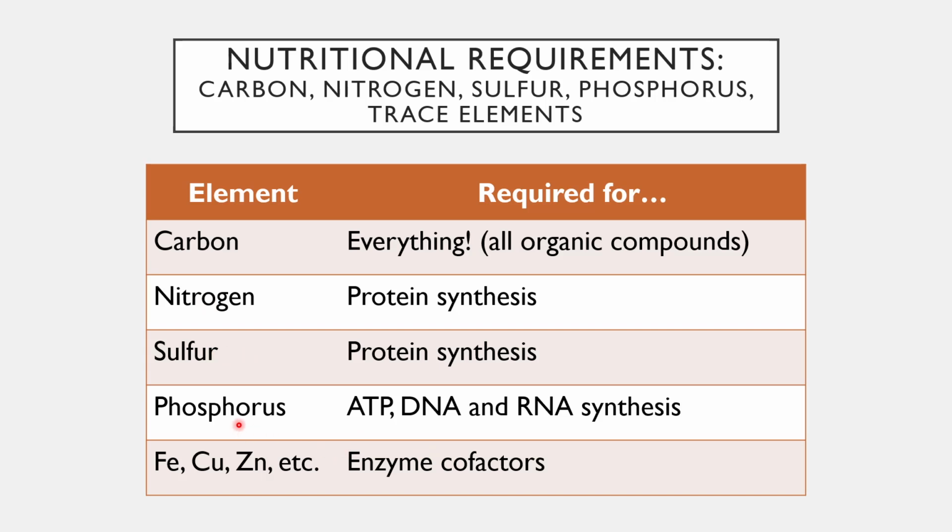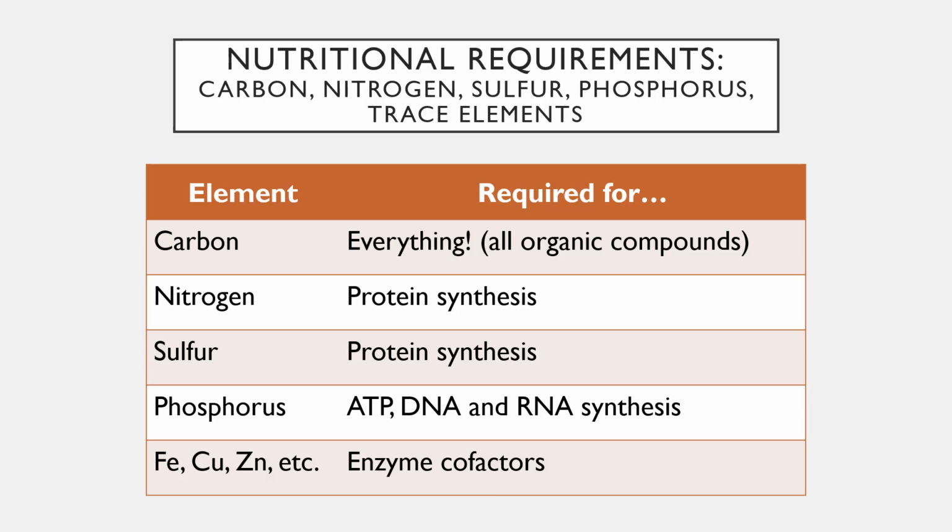Phosphorus is required for making ATP, which, as we've mentioned, has phosphate groups present in it, as well as in the making of DNA and RNA. Trace elements of different metallic ions are also required, and these serve as cofactors for enzymes. Some common ones include iron, copper, and zinc. So that completes our discussion of the 5 microbial growth requirements.